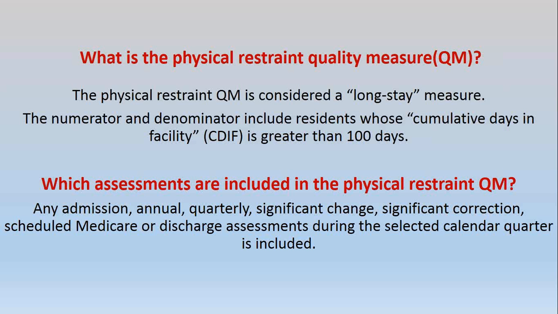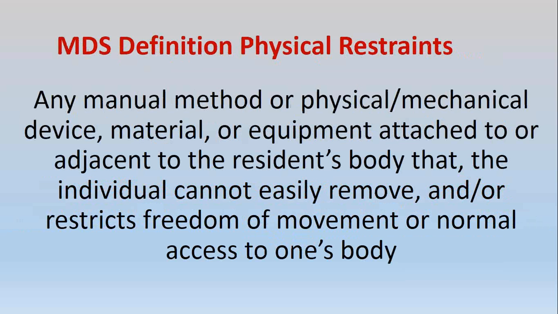So this quality measure is actually considered only for your long stays, and the numerator and denominator are for residents whose cumulative days in the facility has been greater than 100 days. The assessments that are going to be included in the physical restraint quality measure is any admission, annual, quarterly, significant change, significant corrections, scheduled Medicare, and discharge assessments during the selected calendar quarter, all of those things. So basically everything is going to be looked at when they're looking for the restraint quality measure.